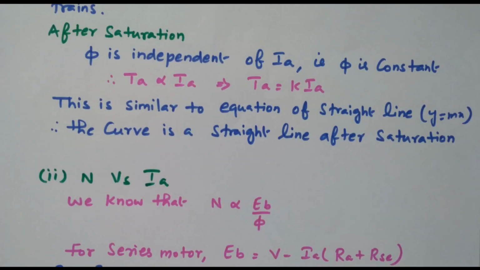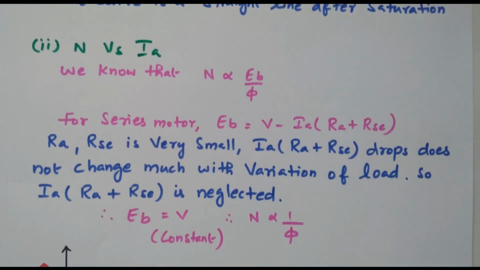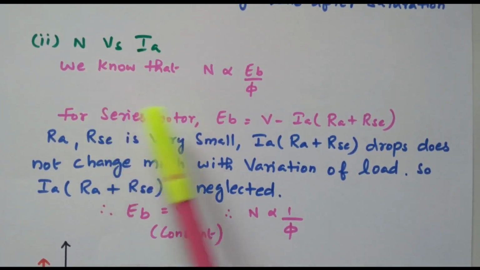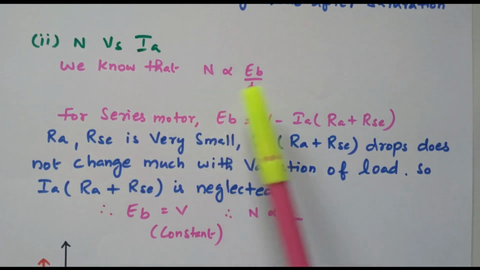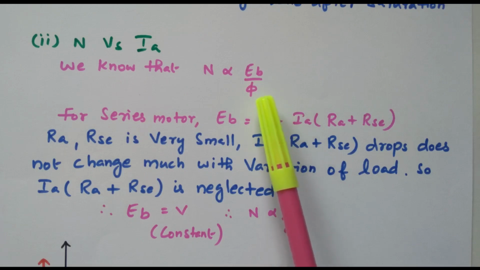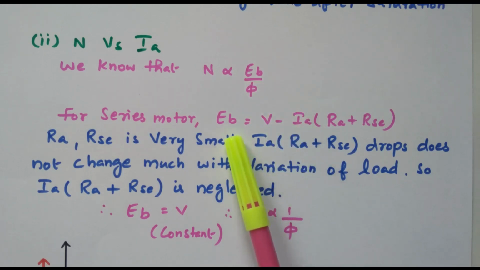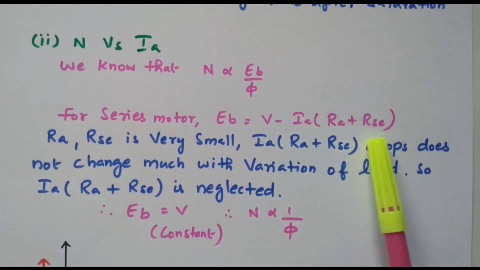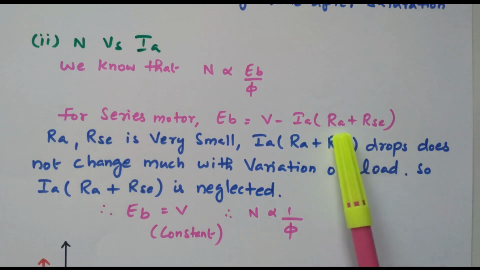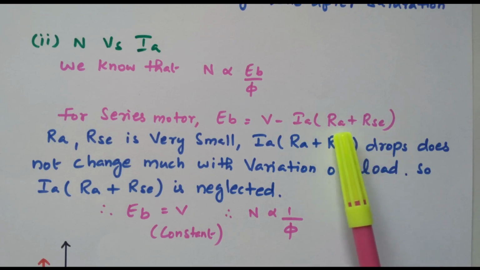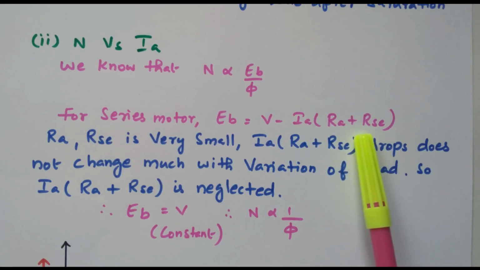Now we will go to the second characteristic, speed versus armature current. We know the relation N is directly proportional to Eb by phi: back EMF, and inversely proportional to flux. But the back EMF for a series motor is V minus Ia into (Ra plus Rse), because the armature is connected in series with the field winding, so we take Ra plus Rse.